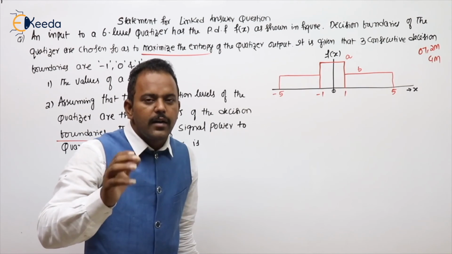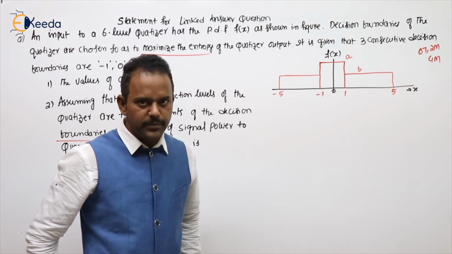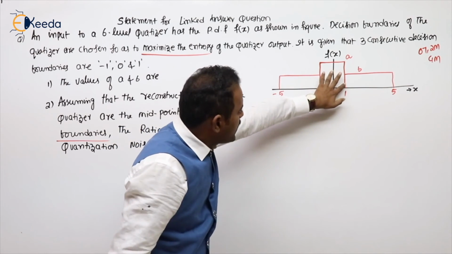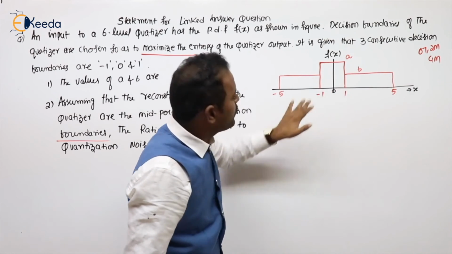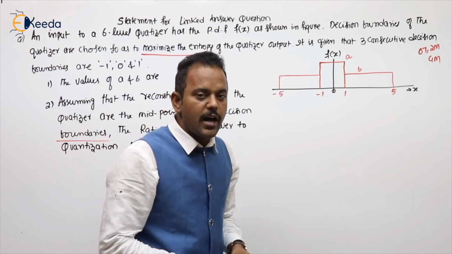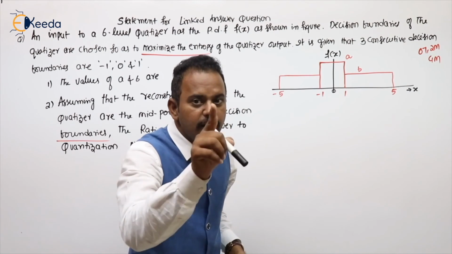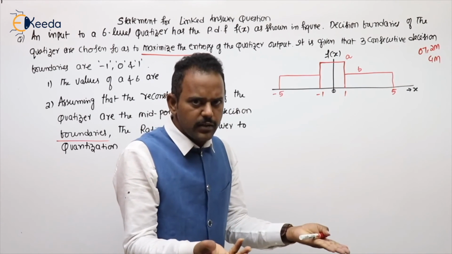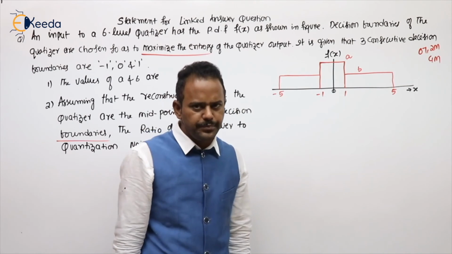Whenever all symbols have equal probability, this region should have equal probability, this should be equal probability, this should be equal probability. There are 3 regions. If 3 regions are there and all are equally probable, each one's probability should be 1 by 3. 3 persons are there, all having equal probability means 1 by 3.